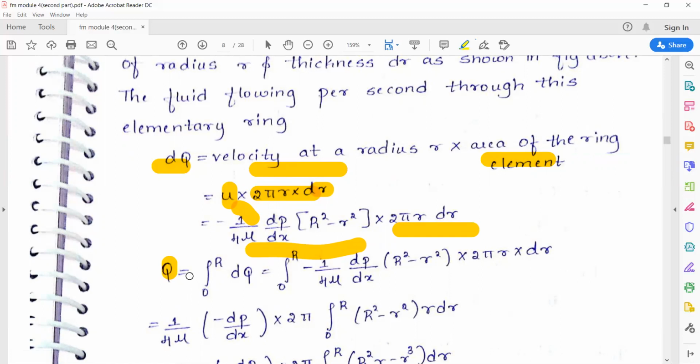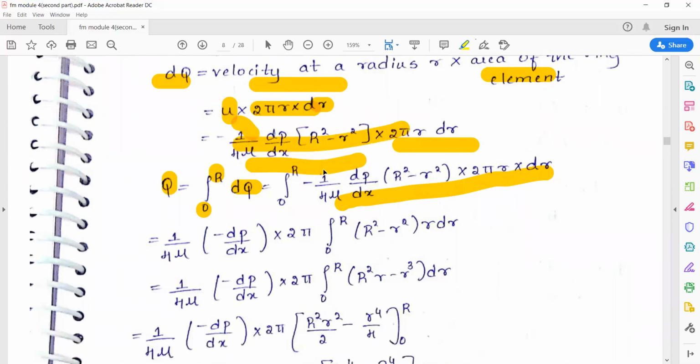The integration is with the limit 0 to capital R, in the sense from the center to capital R, the inner surface of the pipe. That gives you the total discharge Q, from the center to the inner radius of the circular pipe. That's why, within the limit 0 to R, you need to integrate dq. The dq expression from the previous step they have written here.